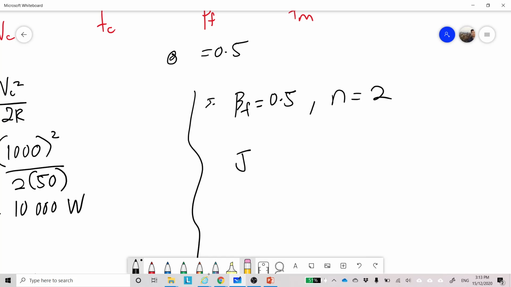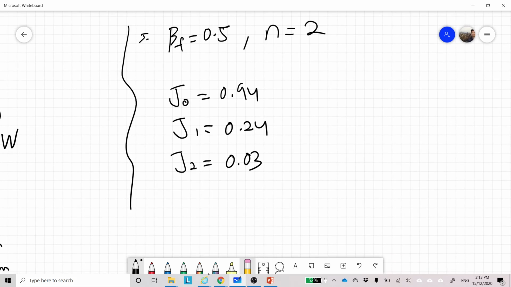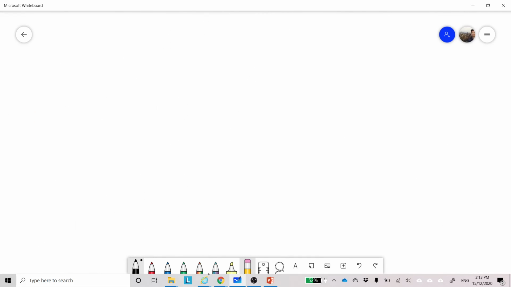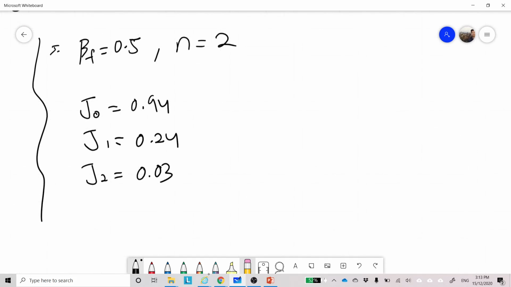So therefore we're going to have J0 equal to 0.94, J1 is equal to 0.24. Ini daripada table. J2 bersamaan dengan 0.03. Okay, so you need to find how much is the amplitude.